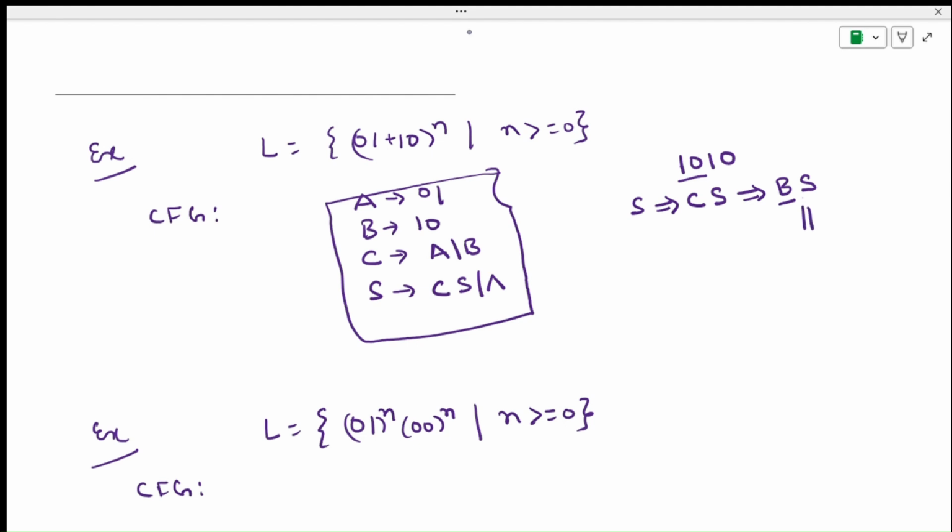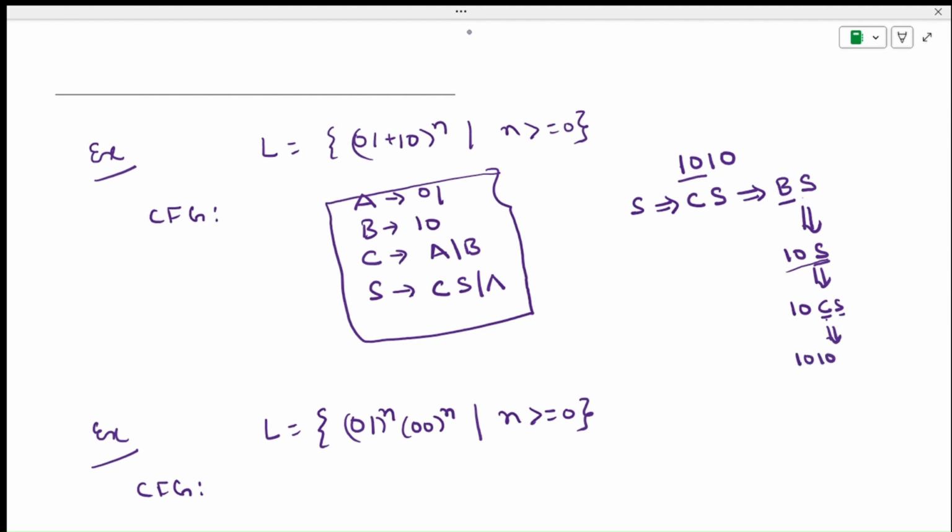Now this B is what? 10. I'll change this to 10S. Now this S is again replaced; we have only one variable in this particular derivation, so I will replace this S with CS. 10CS. Again, there are two variables. Take the leftmost, C. C is again replaced by B.